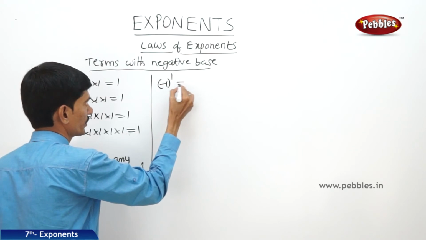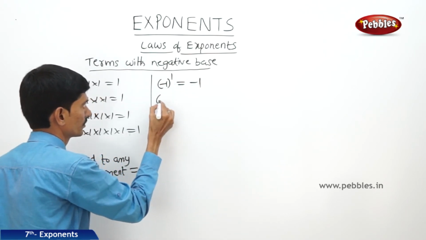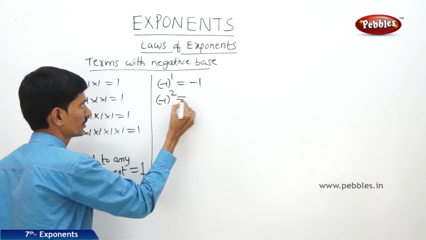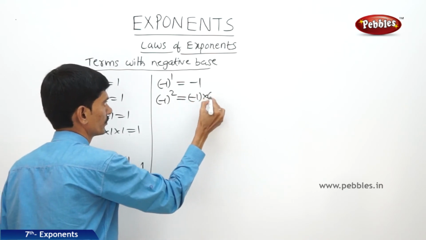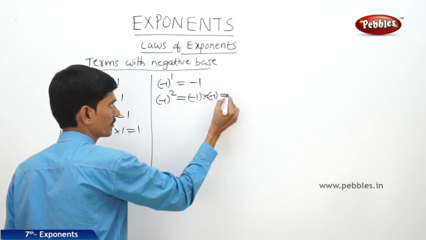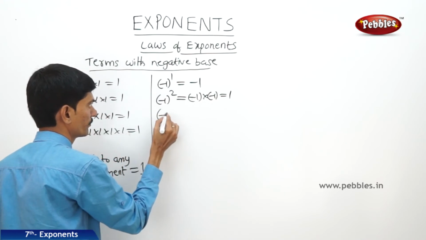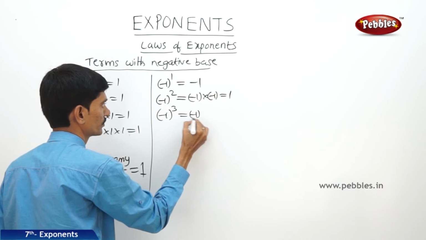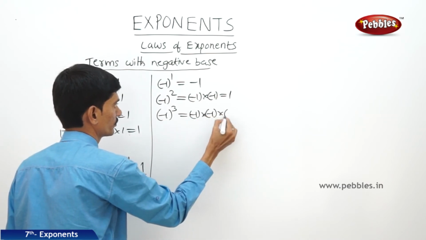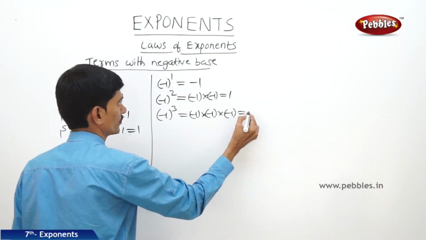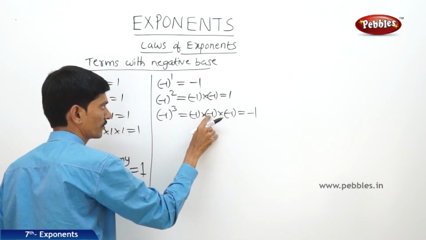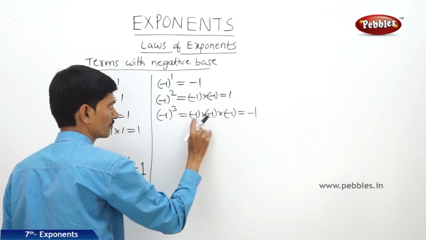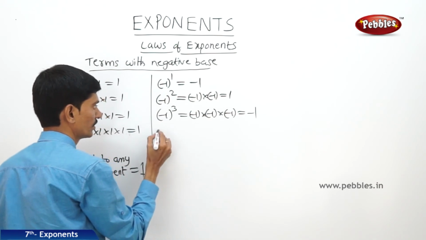Minus 1 whole to the power of 1 equals minus 1, and minus 1 whole to the power 2 equals minus 1 into minus 1, equals minus into minus plus, 1 ones are 1. And minus 1 whole to the power of 3 equals minus 1 into minus 1 into minus 1 equals minus 1, because minus into minus is plus, plus into minus is minus, 1 ones are 1.